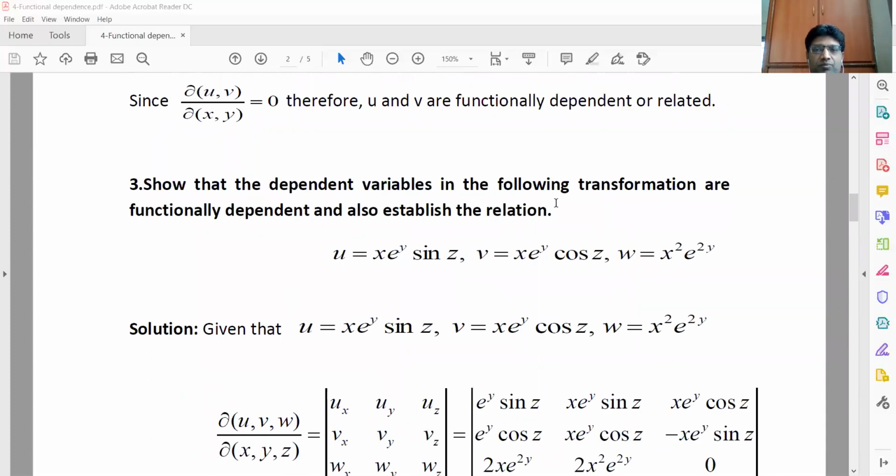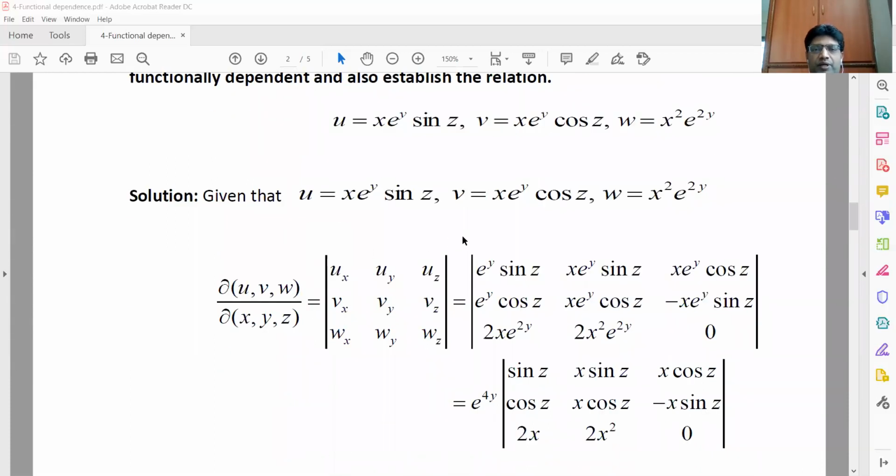the dependent variables in the following transformation are functionally dependent, and also establish the relation. So we have to show that these u, v, w are functionally related. That means we have to show first that the Jacobian of u, v, w with respect to x, y, z is 0. So u, v, w is given. According to the formula: u sub x, u sub y, u sub z, v sub x, v sub y, v sub z, w sub x, w sub y, w sub z.